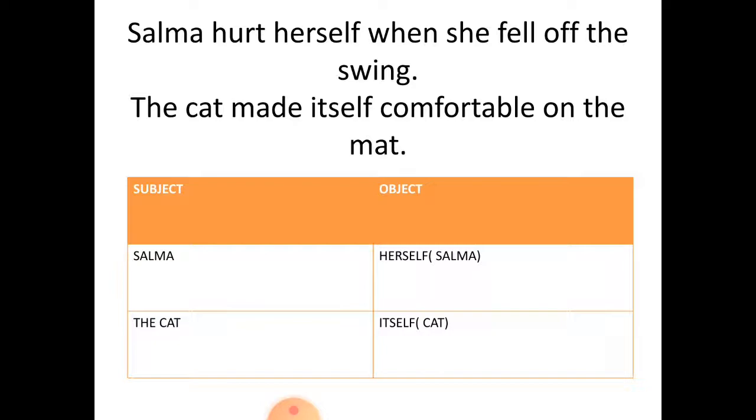herself. The cat made itself comfortable on the mat. Now here the cat is the subject and what is the object? Itself, because she did the work, means she made her comfortable itself. तो cat ने अपने आप को. So here we are referring to the object, the cat only. We are talking about the cat only.